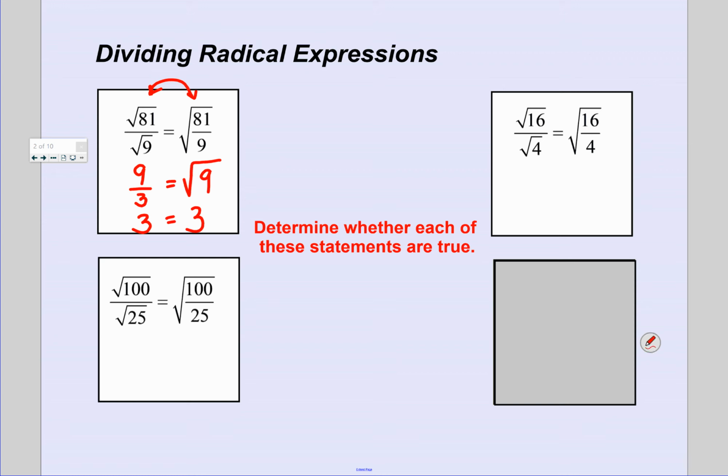Let's do it again 2 more times with similar numbers that we understand. So the square root of 16 is 4, divided by the square root of 4 is 2, so 4 divided by 2 is 2. Or if you would do it the opposite way, you could take the division first and say that 16 divided by 4 is 4, and the square root of 4 is 2. So again, these are the same thing. And if we do it one more time, we see the same result.